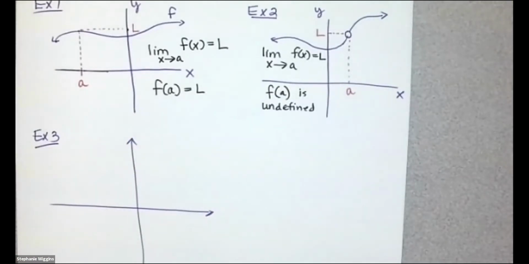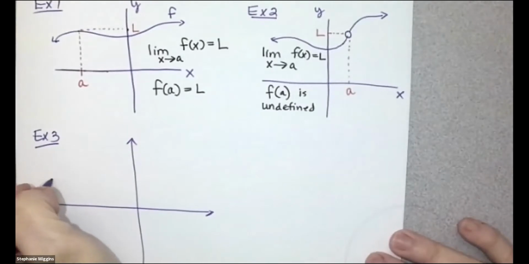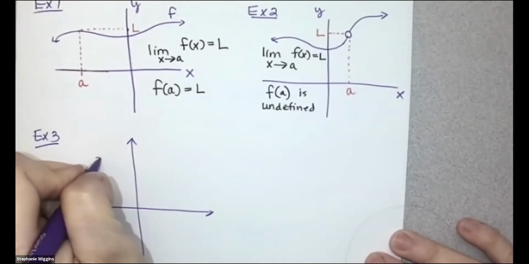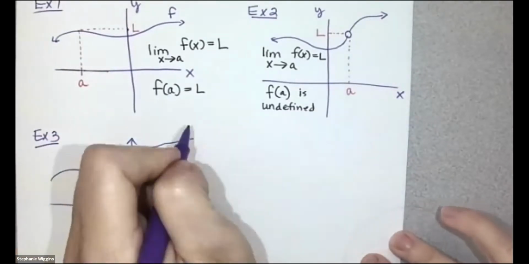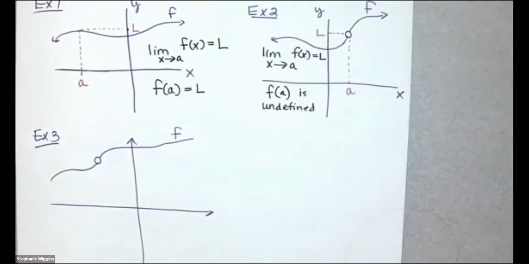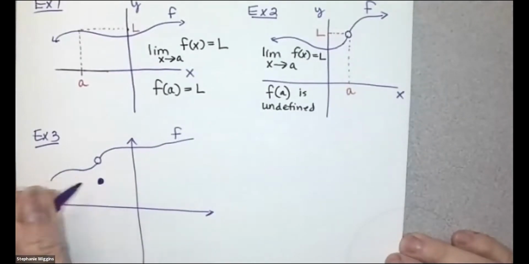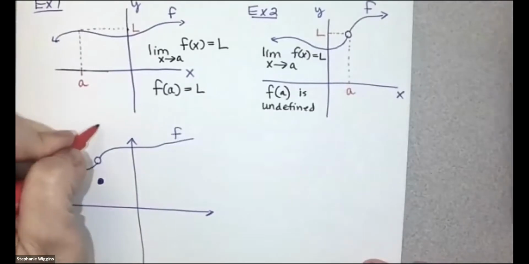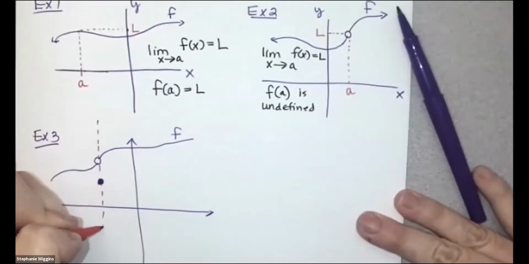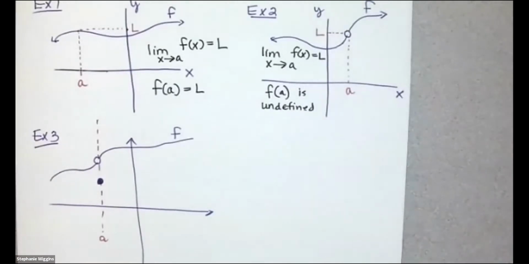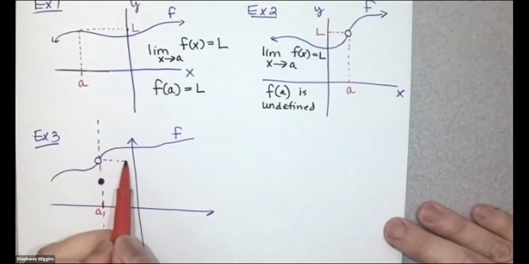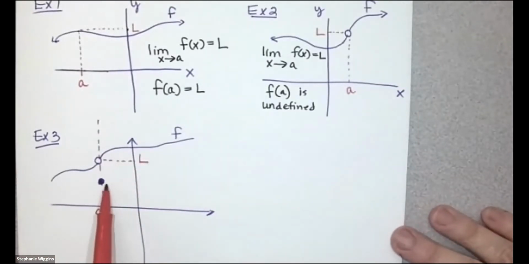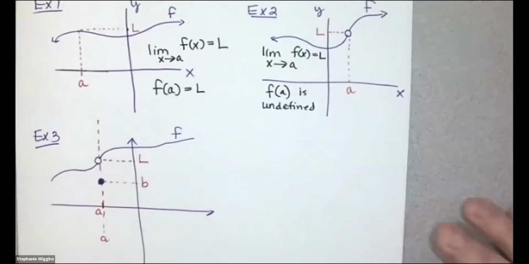Okay, so here we have a function similar to example 2. It has a hole. Let's say like that. And we'll call this f over here. Okay, so now it's going to have a function value at a. So here's my a value. Actually, it's on the x-axis, so I'll just put it like that. And the limit value is L. And then we have another value here. We'll call that b, okay?